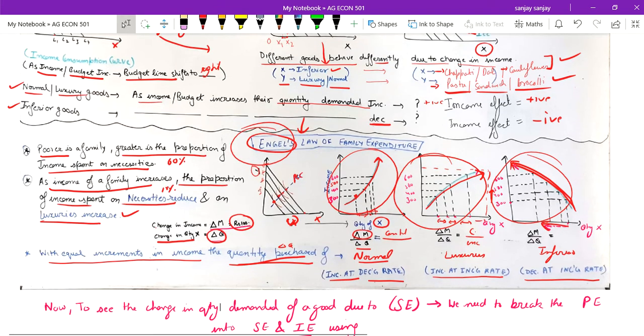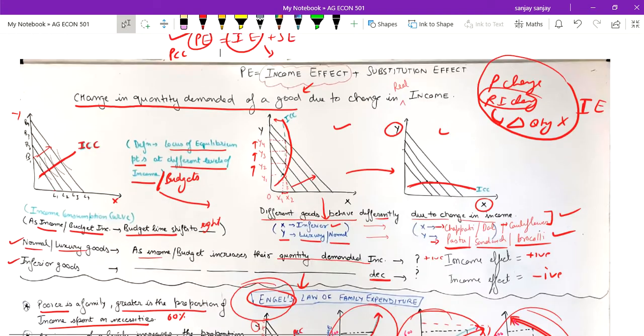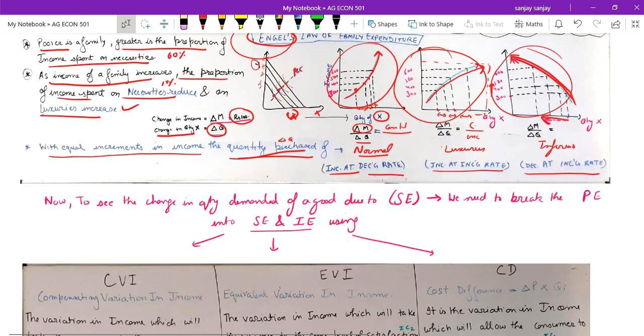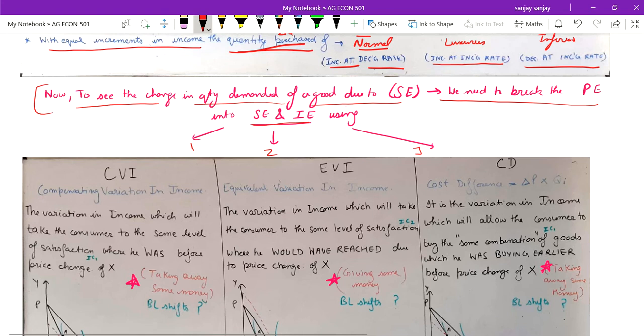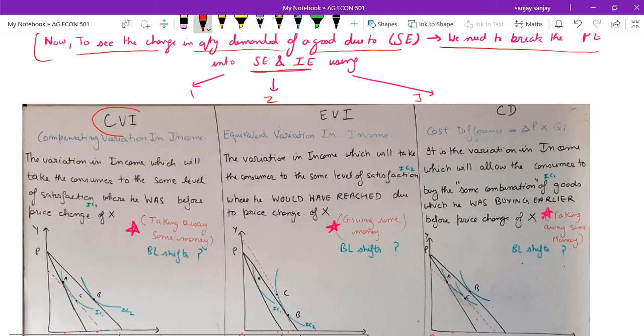All right. Now let's move on. There is some line written here. This is very important. Now we need to see the change in quantity demanded of a good due to substitution effect. We have seen price effect. We have taken out income effect of it. And we need to break the price effect into substitution effect and income effect by using either of these three methods. To see how substitution effect is different from income effect and how it is a part of price effect. First method of seeing how the substitution effect affects the quantity demanded of a good when its price changes in relation to the other commodities or its substitute.